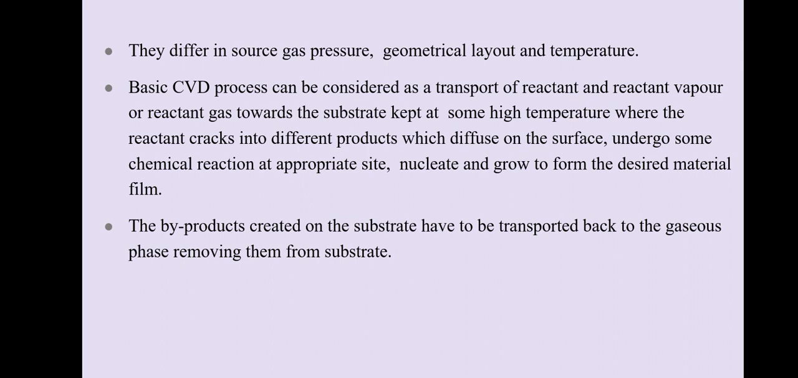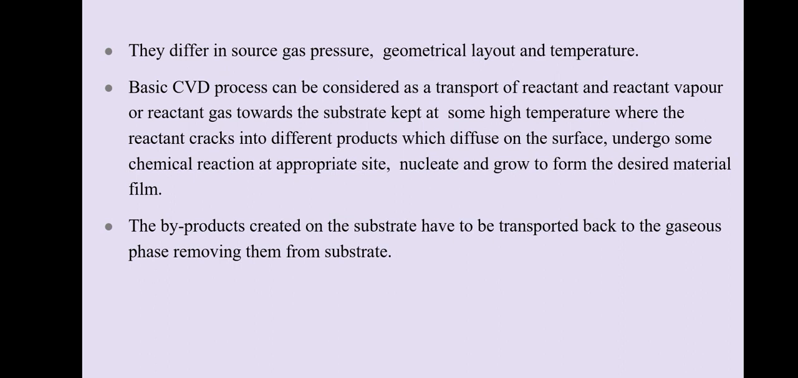The basic CVD process can be considered as a transport of a reactant vapor or reactant gas towards a substrate which is kept at a high temperature, and then the reactant cracks into different products and diffuses on the surface and undergoes chemical reactions at the appropriate site, and then undergoes nucleation and grows to form the desired material film. This is the process of chemical vapor deposition, and byproducts are also formed. These byproducts created on the substrate are transported back into the gaseous form and then removed from the substrate.